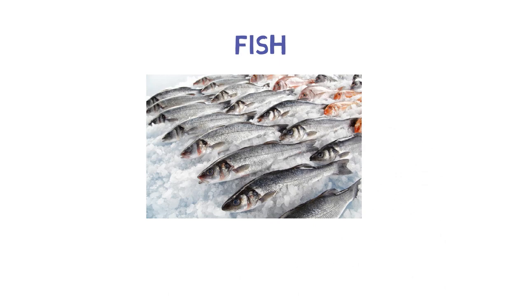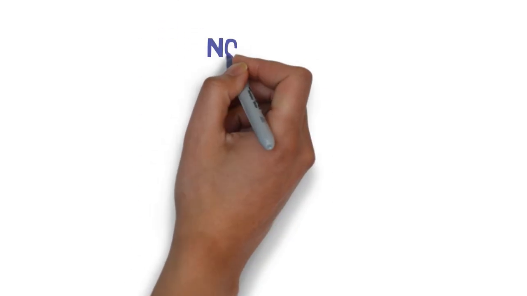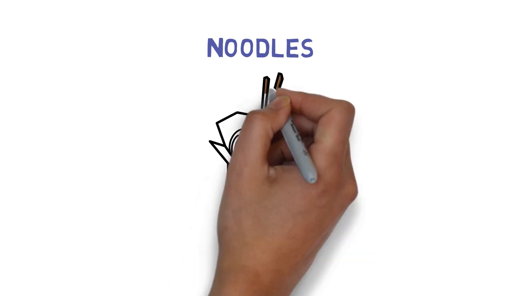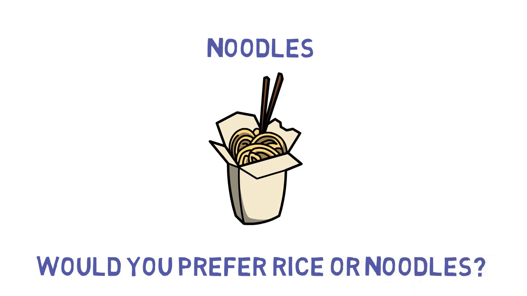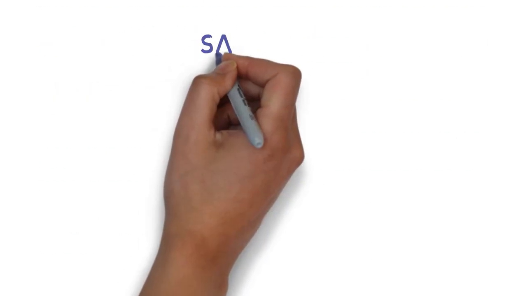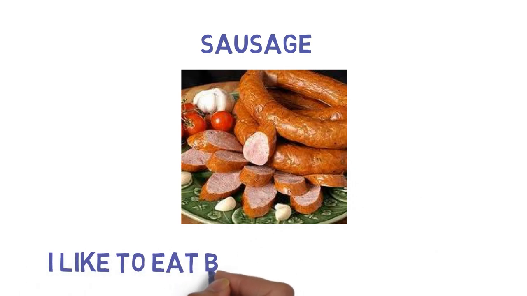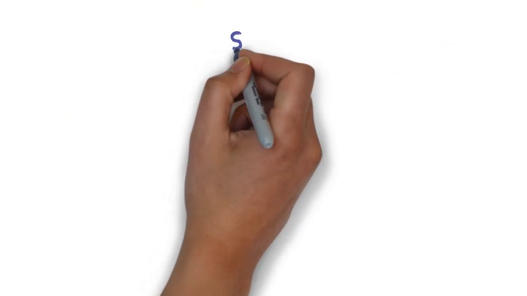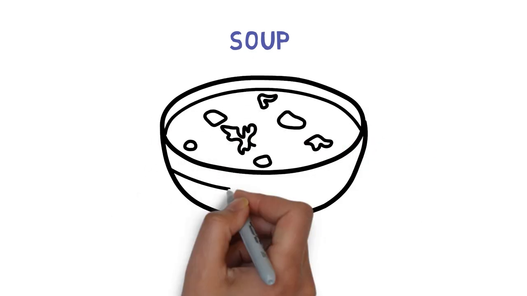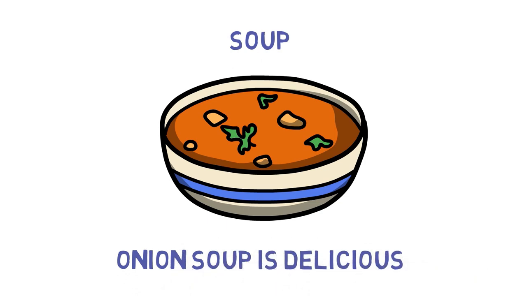Fish. She can't eat fish. Noodles. Would you prefer rice or noodles? Sausage. I like to eat bread with sausage. Soup. Onion soup is delicious.